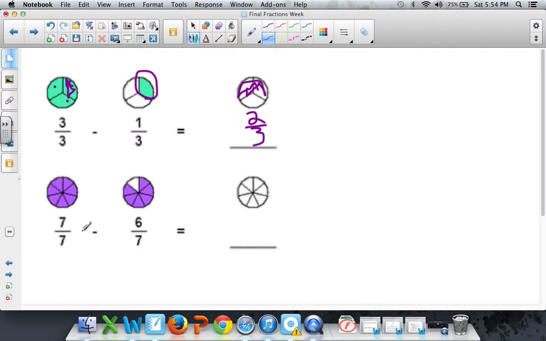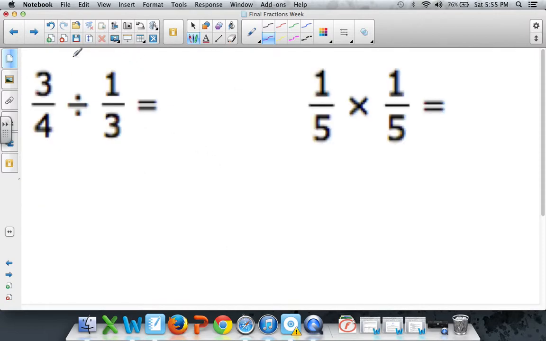Look down here, 7/7 minus 6/7. Think about it. You're taking away all of that shaded. All of that shaded gets taken away. 7/7 minus 6/7 will leave you with just 1/7 left. And you could color in the one itty bitty bit you have left if you want to. Simple, yeah? How about division and multiplication of fractions?